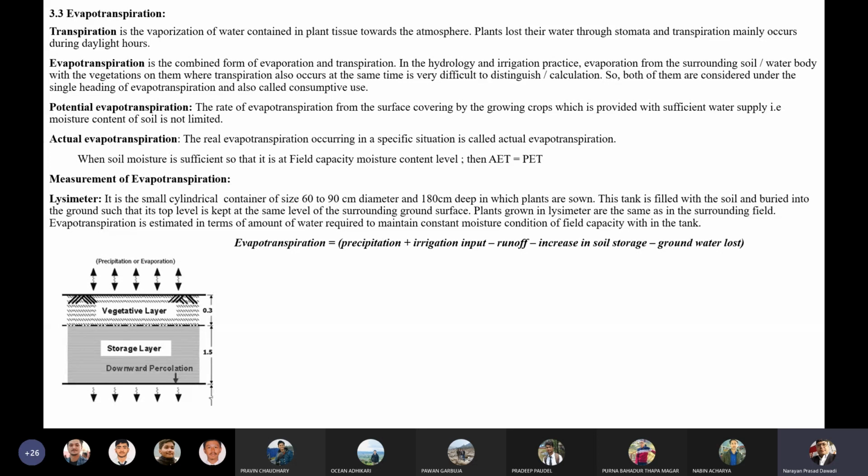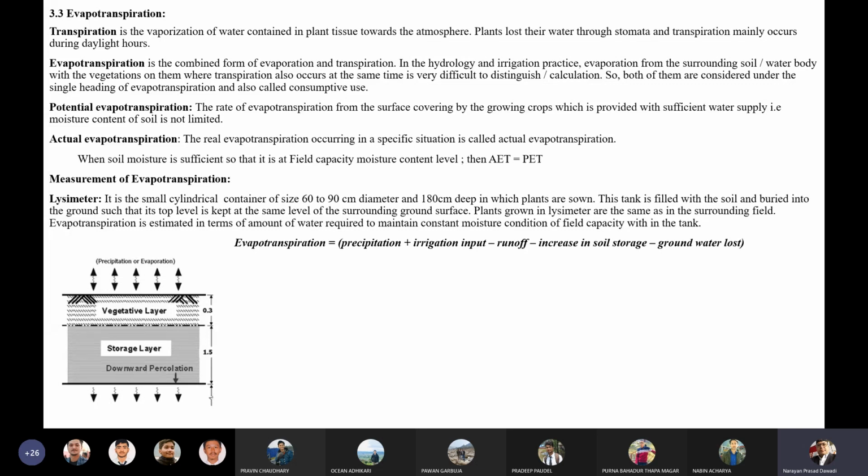Now, evapotranspiration. What is evapotranspiration? We have already discussed the evaporation. The evapotranspiration is the evaporation from the plant body. That is the vaporization of water contained in plant tissue towards the atmosphere through the evaporation process from the plant body. That is, the plant loses its water through the stomata of the leaf, and the transpiration mainly occurs during the daylight period. The water that is thrown out from the stomata of the leaf is evaporated from the plant to the atmosphere.